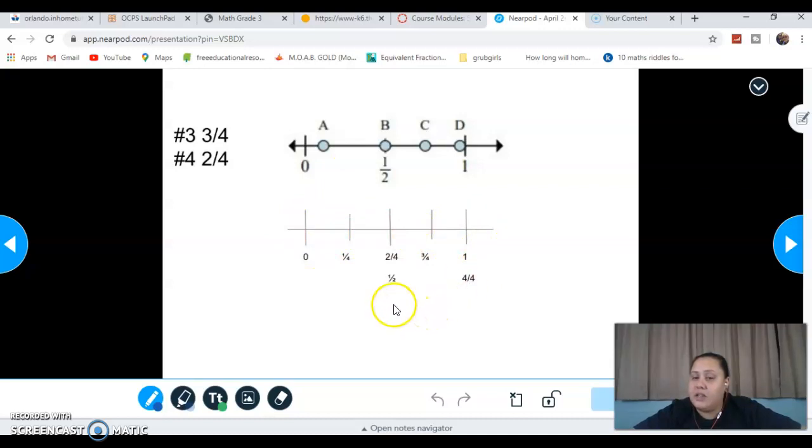Some of you have seen this on ST Math, where you had to have some sort of estimation. They didn't put the lines for you. You had to picture it in your head and break apart the number line into however many parts they're asking. So since we know C is 3/4, 2/4, actually, what we talked about is equal to a half. So that would have been B.